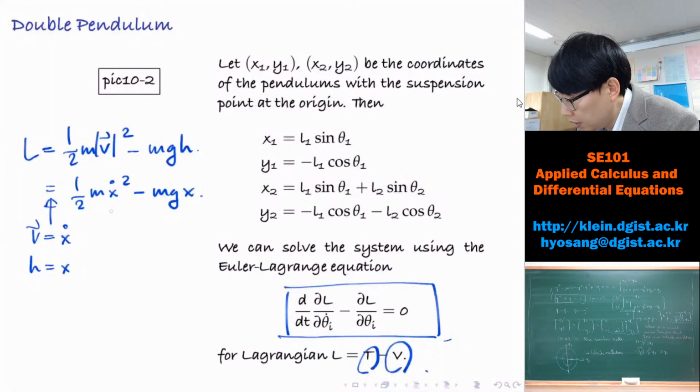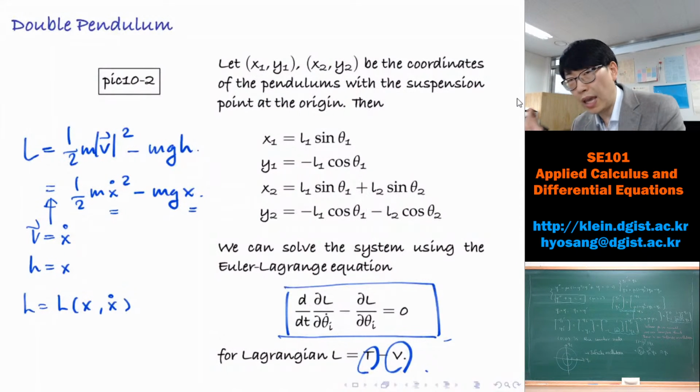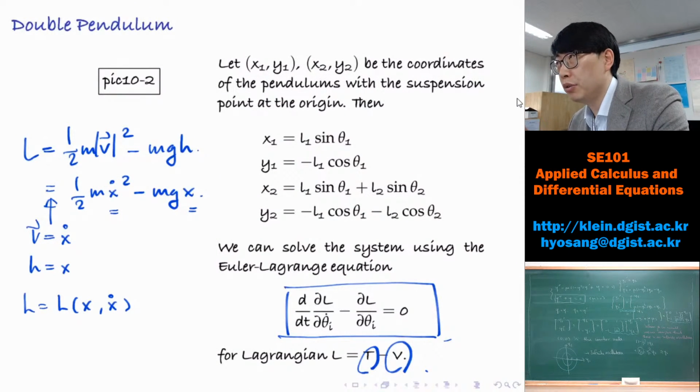So basically, it's a function of x dot and x. The Lagrangian is usually a function of x and x dot. And x doesn't have to be an actual position variable. It's a variable that determines the position of an object at some time.